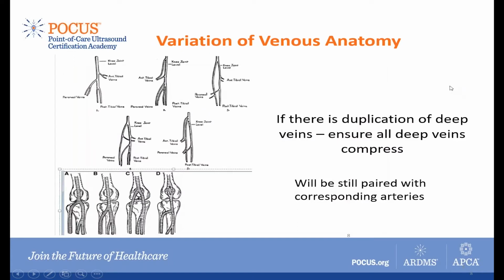There could also be variation in anatomy. As you can see, the vessels could be duplicated and the origin or the divisions might occur at different levels. So those are things to keep in mind. If you do see duplication, then make sure that you do assess the duplicate vessel also.